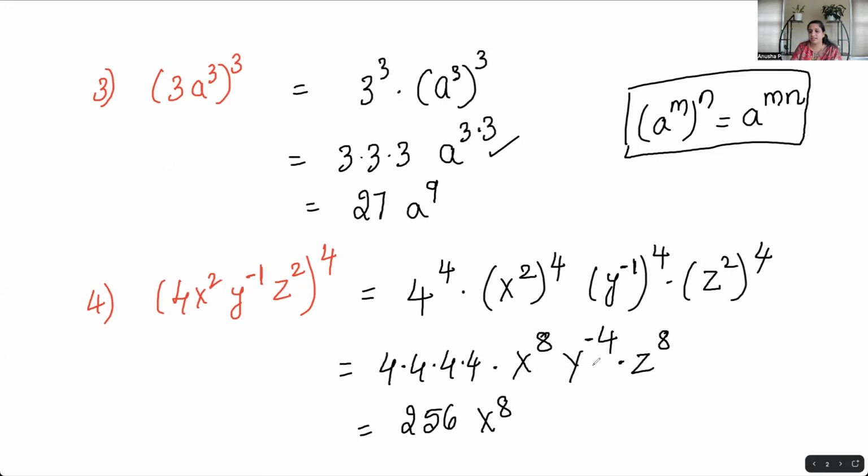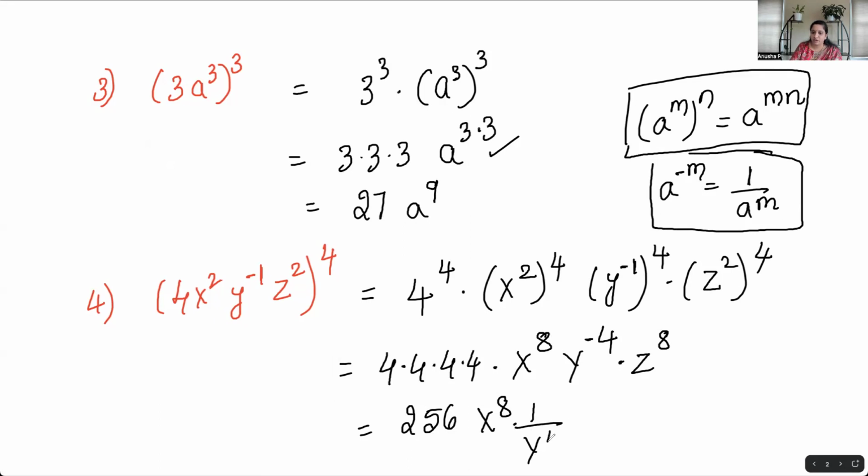And if you want to write this negative exponent as a positive exponent, in the previous videos we learned the formula a to the power of minus m. In the numerator, if it is a negative exponent, when you switch it to the denominator, it will become a positive exponent. So a to the power of minus m is nothing but 1 over a to the power of m. So 256 times x to the power of 8 times z to the power of 8 over y to the power of 4. Okay?